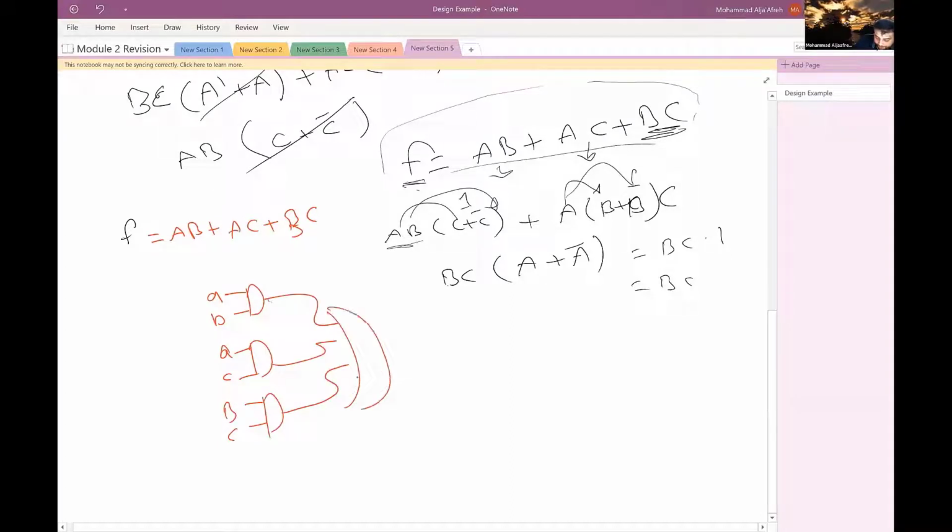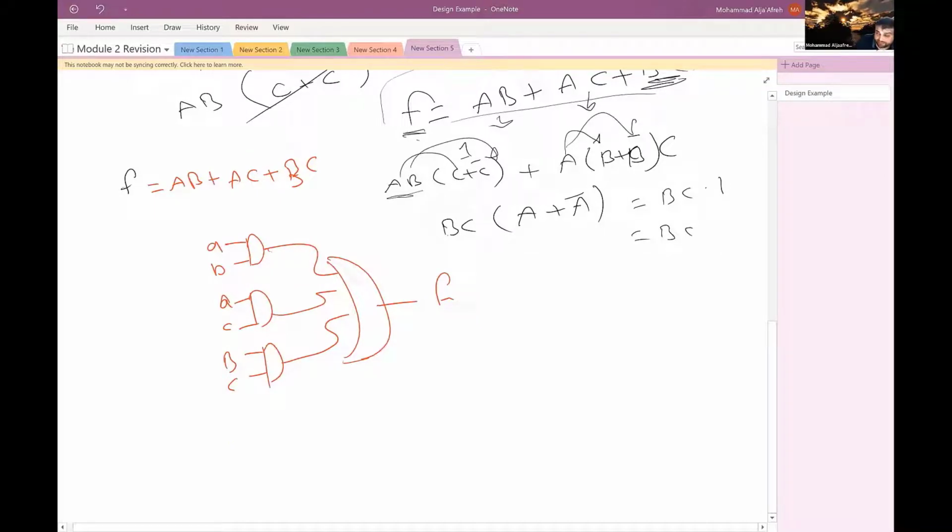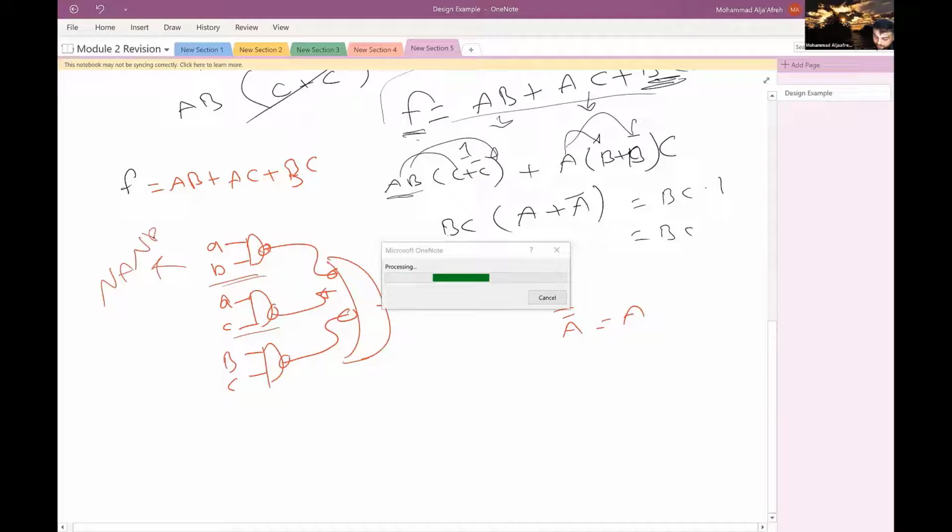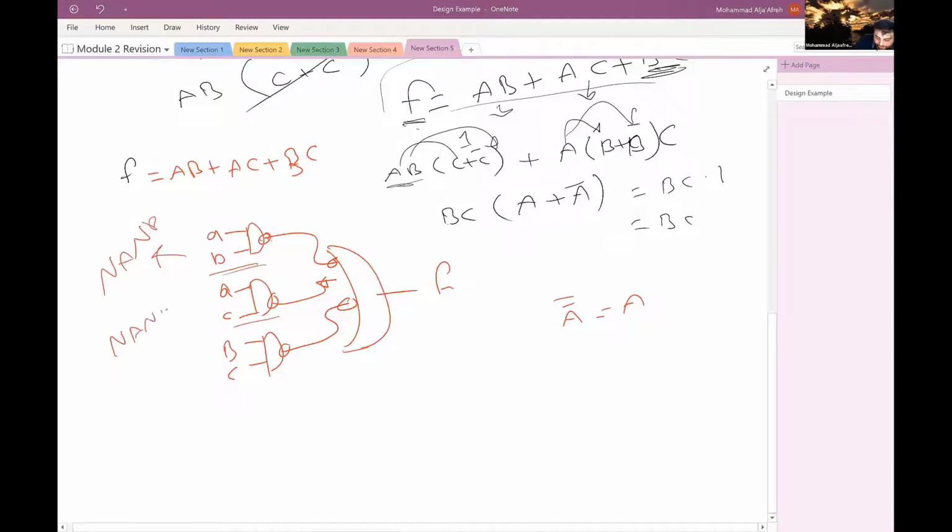And this is F. So if I want to do this as NAND only, what I have to do after each AND is put a bubble, and before each OR, I put a bubble. Because this is a bubble here and a bubble here, that's something similar to De Morgan. Bubble with bubble, A prime prime is still equal to A. So this is an AND, this is a NAND, this is an AND, cancel. And this is an AND.